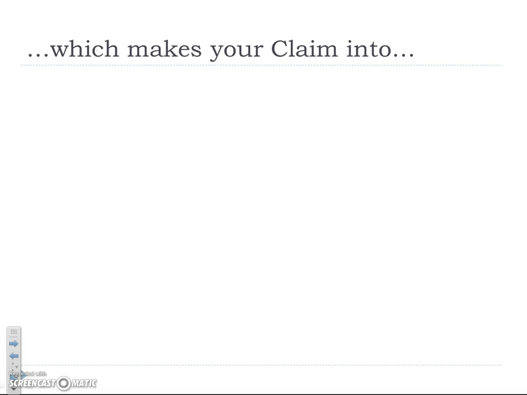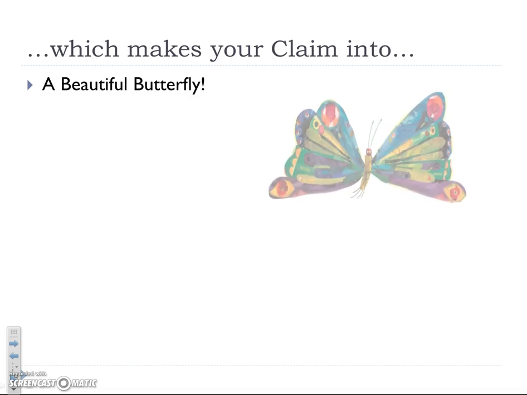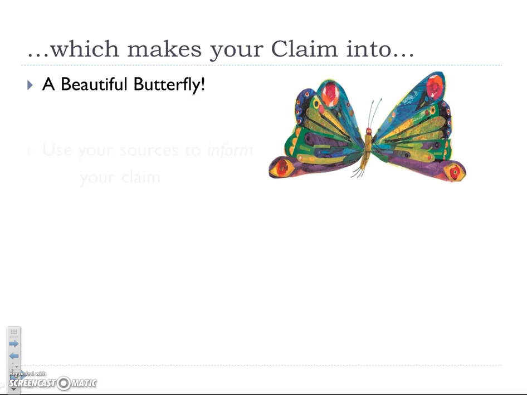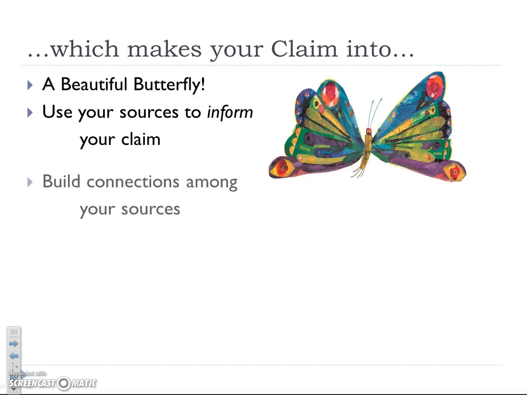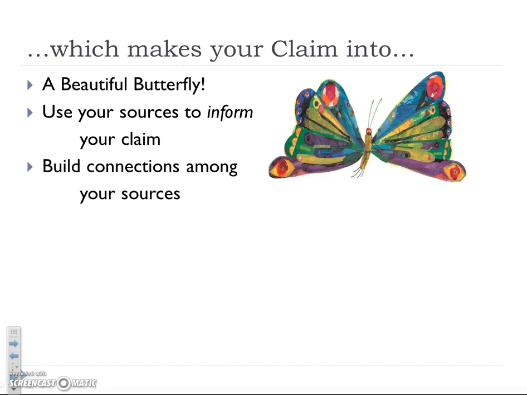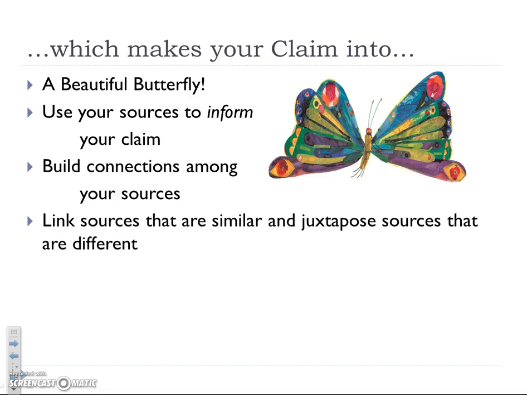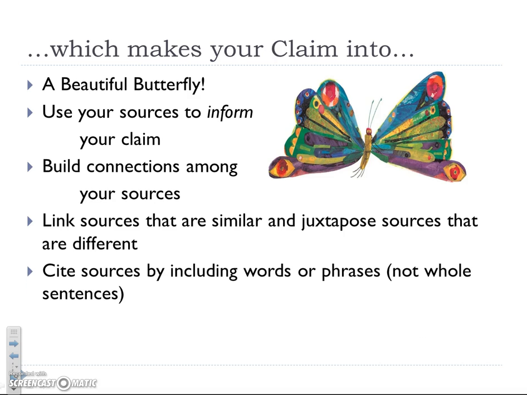Now, all of this eating makes a nice big fat caterpillar, and that nice big fat caterpillar is going to get into a cocoon, and he's going to come out, of course, a beautiful butterfly. At the end of this process, your claim is going to be informed by your sources and made into a much better, much more thorough, detailed, comprehensive claim. In order to support this claim, you're going to need to build those connections among your sources, link sources that are similar, and juxtapose sources that are different. You want to make sure you're citing sources by including words or phrases, but not whole sentences, from the texts.